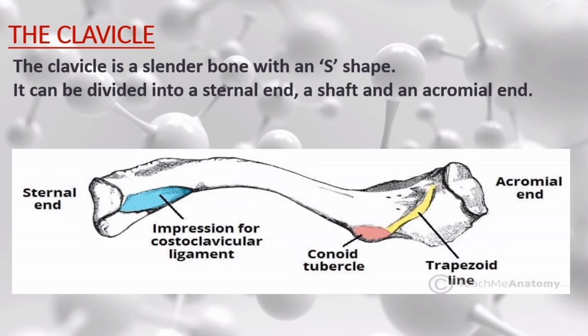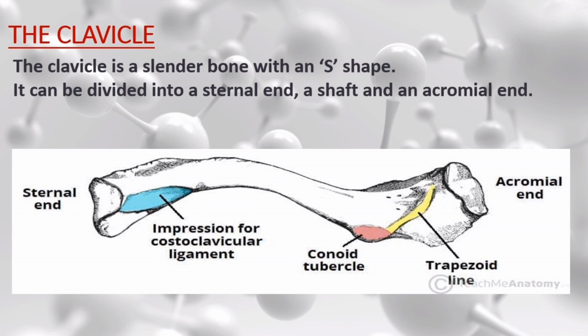The clavicle. The clavicle is a slender bone with an S shape. Facing forward, the medial aspect is convex, and the lateral aspect concave. It can be divided into a sternal end, a shaft and an acromial end. The clavicle has 3 main functions. Attaches the upper limb to the trunk as part of the shoulder girdle. Protects the underlying neurovascular structures supplying the upper limb. Transmits force from the upper limb to the axial skeleton.